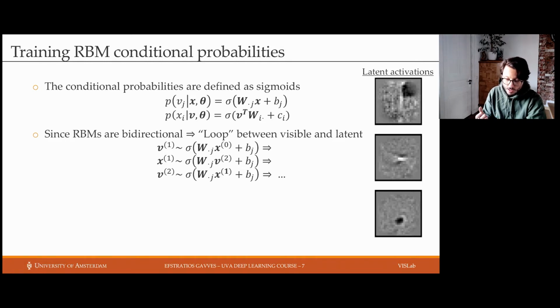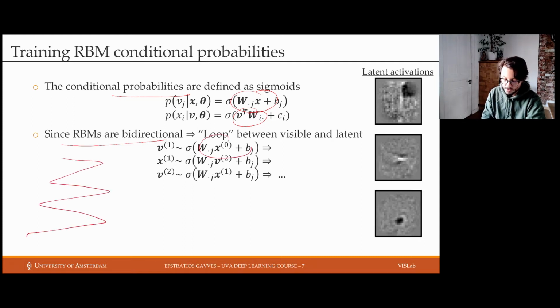What is missing now is how we model the conditionals that we just described. The conditional probabilities are defined by sigmoid nonlinear activation functions. These receive as input the weights times the visible or the latent units, and these are Bernoulli probabilities from which we can sample our binary variables. Since the RBMs are bidirectional, this means that we have no single forward propagation. We rather have to go back and forth.